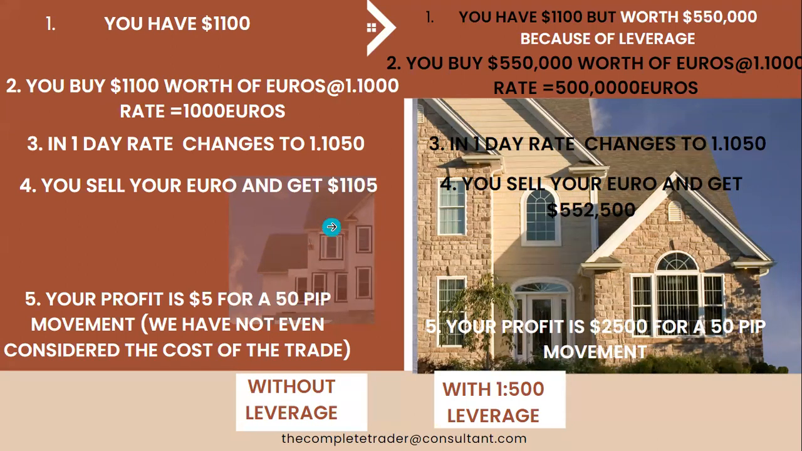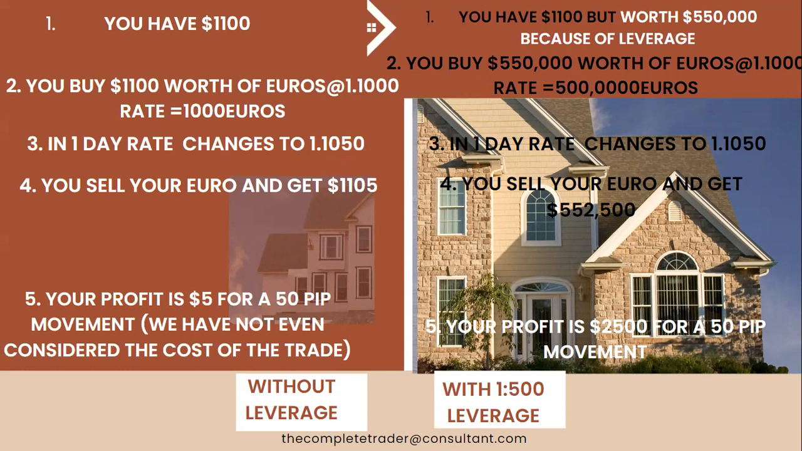So let's say you have $1,100 in your pocket and you feel like I want to invest in Forex trading, right? Or I want to trade currencies. Then you go and buy $1,100 worth of euros at the rate 1.1000. Okay. Which means at that particular rate, you are going to buy 1,000 euros. Right. After buying 1,000 euros, and then in a day, let's say the rate changes from 1.1000 to 1.1050, which is a 50 pip movement.